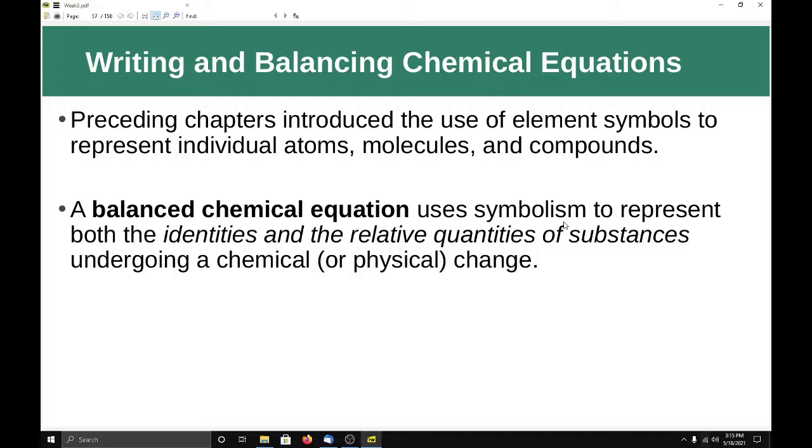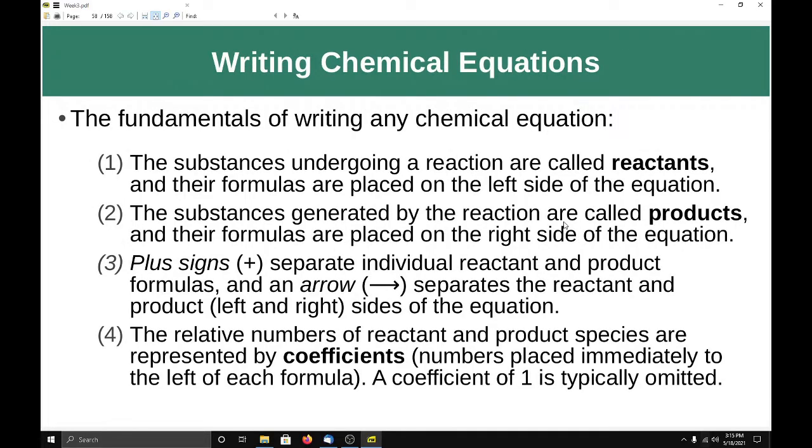So a balanced chemical reaction uses symbolism to represent both the identities and the relative quantity of substances. First we identify what our reactants are going to be, the things that are undergoing the reaction. Then we're going to identify what the products are going to be. What is it that we're making? We will separate out reactants on the left-hand side of the equation with a plus symbol, and we'll separate out the products on the right-hand side with plus symbols. And we will draw an arrow going from the reactants on the left to the products.